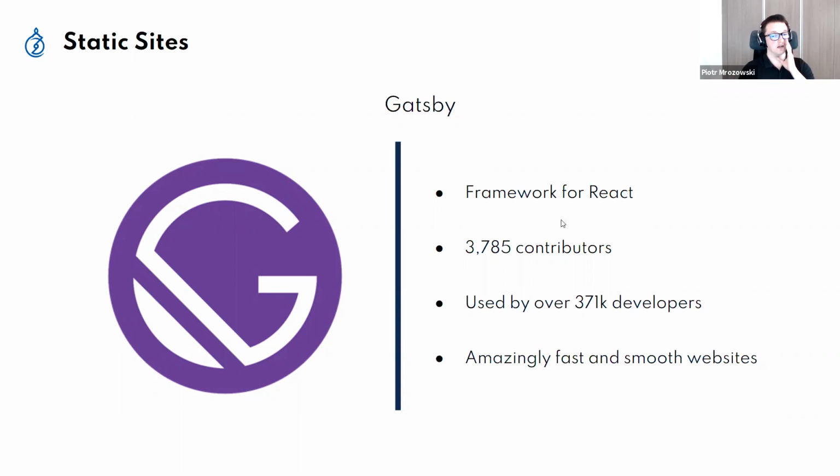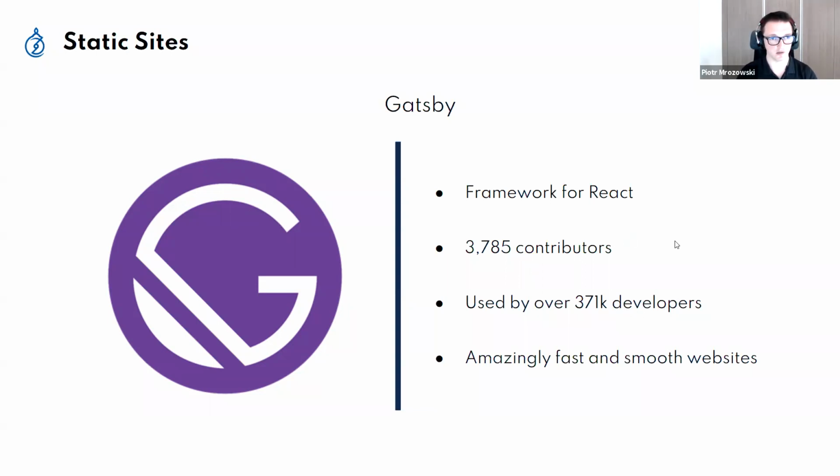It has almost 4,000 contributors, and the number of contributors is a mark of how fast new features are implemented, how fast bugs are detected and fixed. So the higher the better. Used by almost 400,000 developers, and it creates unbelievably fast, smooth, amazing websites.